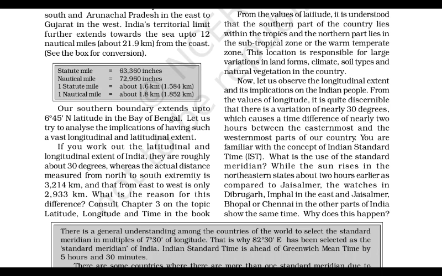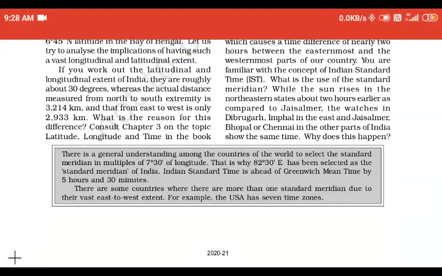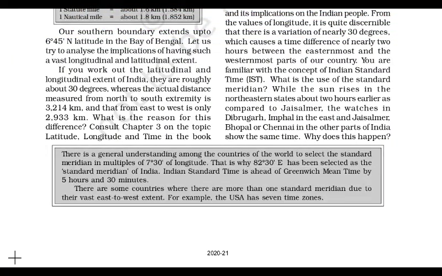While the sun rises in the northeastern states about 2 hours earlier as compared to Jaisalmer, the watches in Dibrugarh, Imphal in the east and Jaisalmer, Bhopal, Chennai in the other parts of India show the same time. There is a general understanding among the countries of the world to select the standard meridian in multiples of 7 degree 30 minute. This is why 82 degree 30 minute east has been selected as the standard meridian of India. India's standard meridian is ahead of Greenwich Mean Time by 5 hours and 30 minutes.